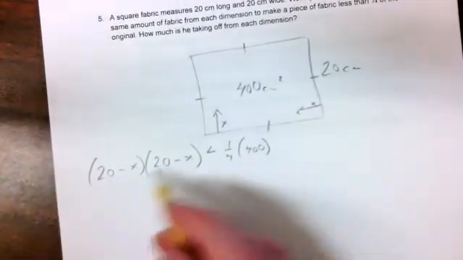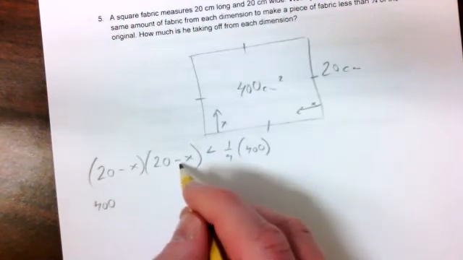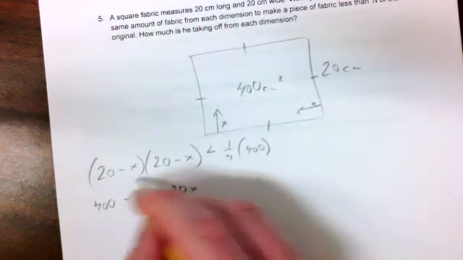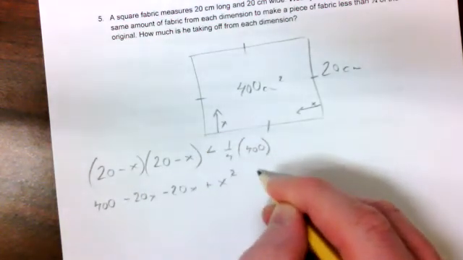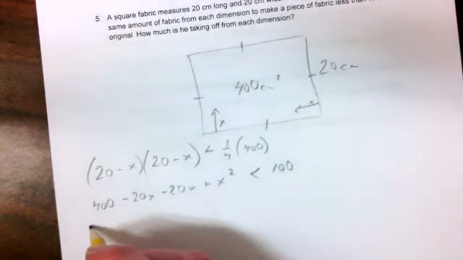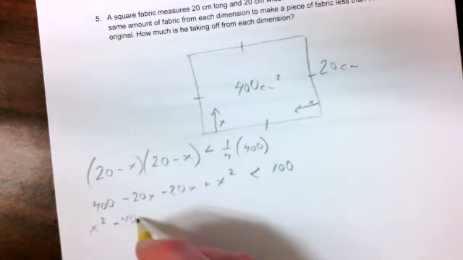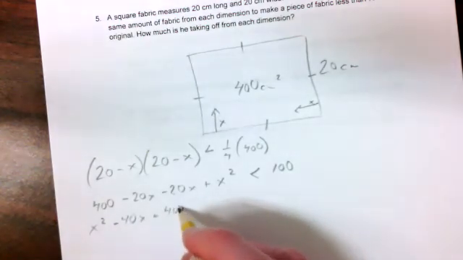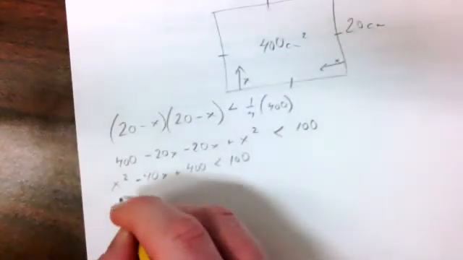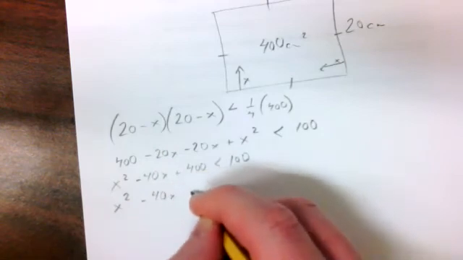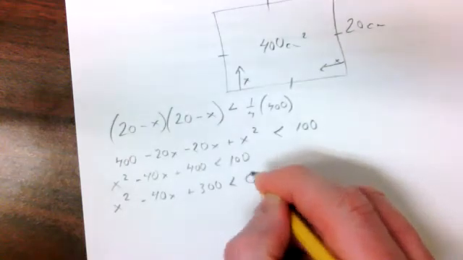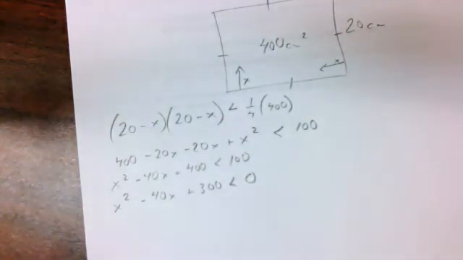So let's do some simplifying. 20 times 20 is 400. 20 times negative x is negative 20x. Negative x times 20 is negative 20x. Negative x times negative x is positive x squared, which is less than 100. I'm going to reorient my left side here. So x squared minus 40x plus 400 is less than 100. I'm going to subtract 100 from both sides. X squared minus 40x plus 300 is less than 0. So now we have to do some factoring.